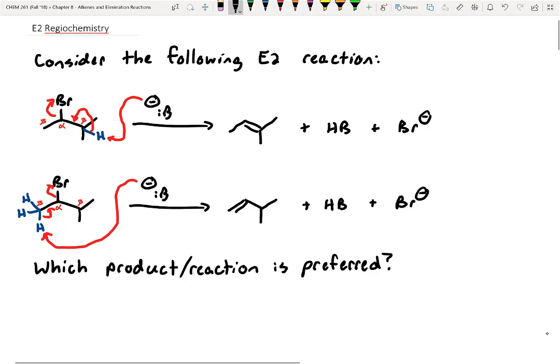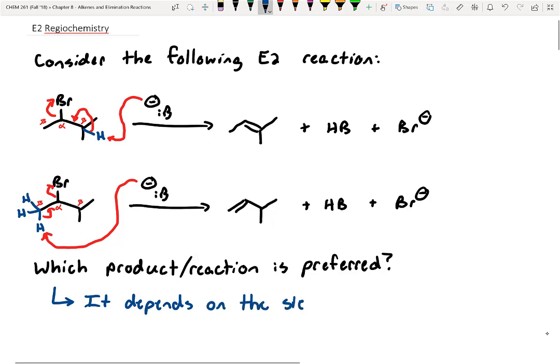All right, so when we look at this, it's pretty hard to tell which one's actually going to be favored over the other. So when I'm asking which product or reaction is preferred, a lot of students will want to say this top product is more preferred because it's more substituted and more stable, but the answer is a bit more nuanced than that. So let's make a note of that and say it depends. Specifically, it depends on the size of the base.